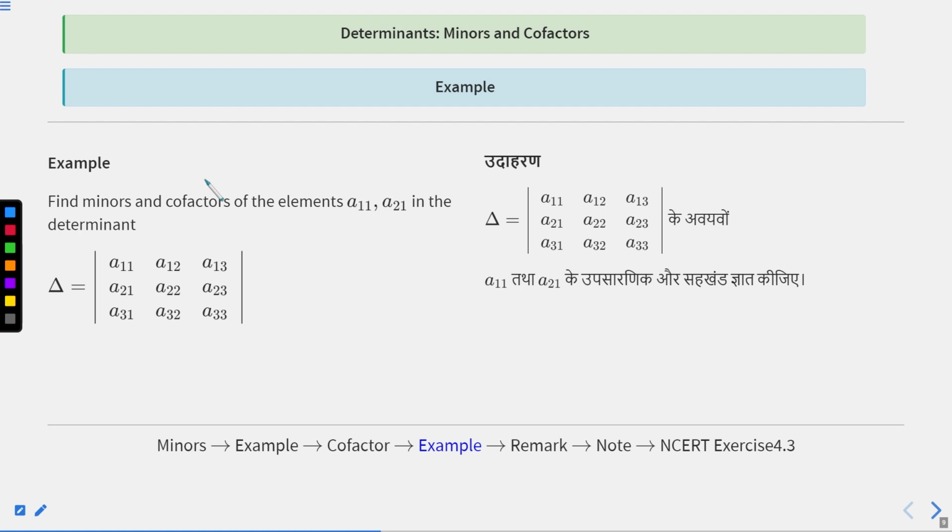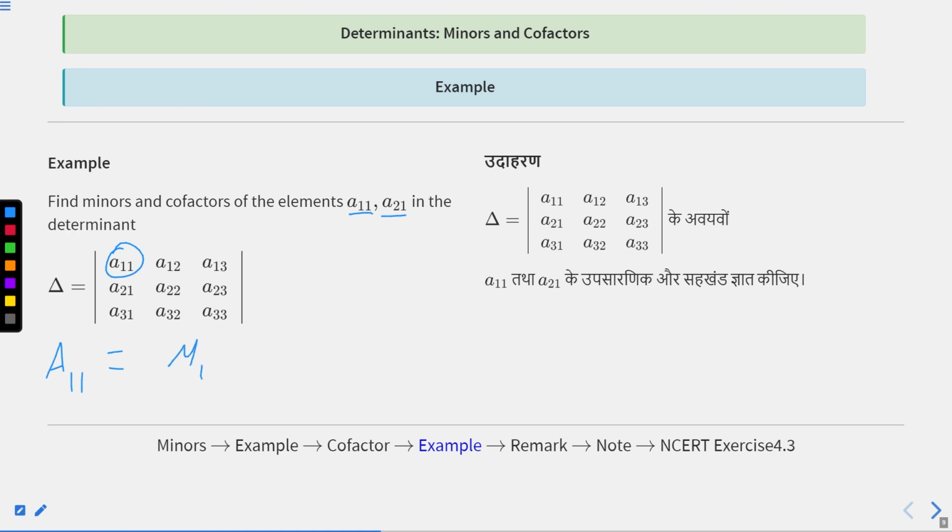More examples. Again we have to find the minors and cofactors of the elements A11 and A21 in this determinant. So A11 means this, and the cofactor A11 will be (-1) whole square, which turns out to be +1.